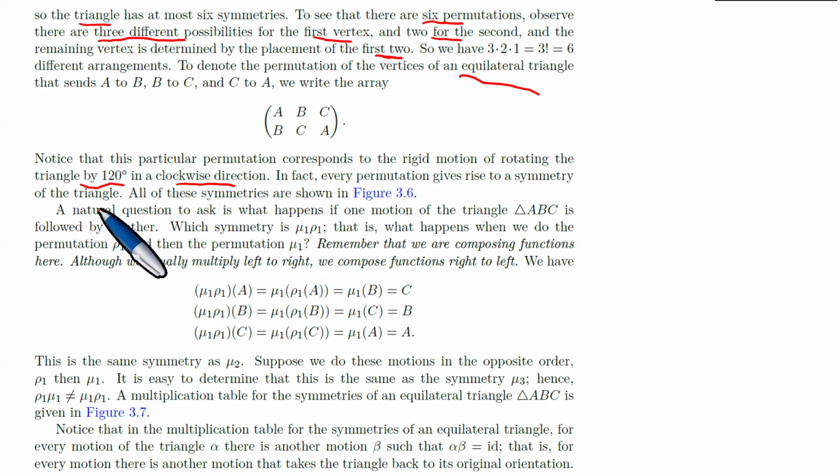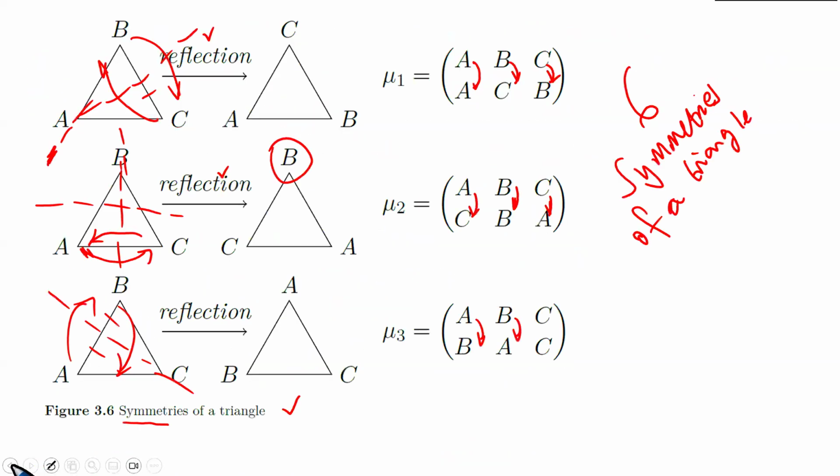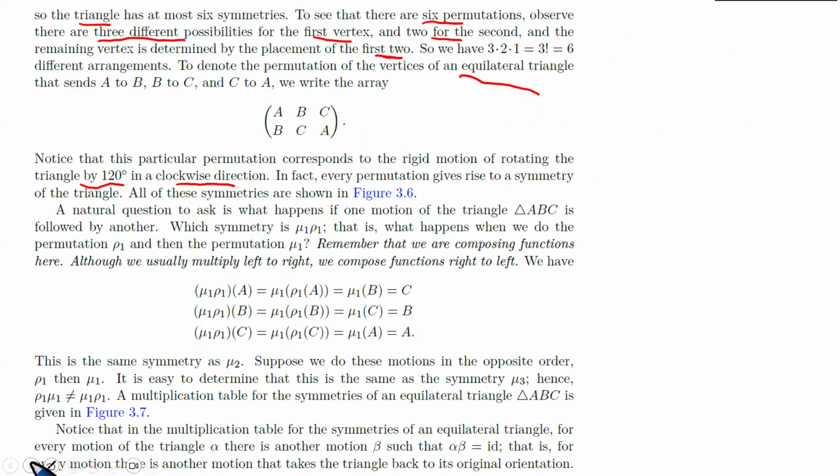In fact, every permutation gives rise to a symmetry of the rectangle. All of these symmetries are shown in figure 3.6. We saw that. We're just going through the author of the book's analysis.